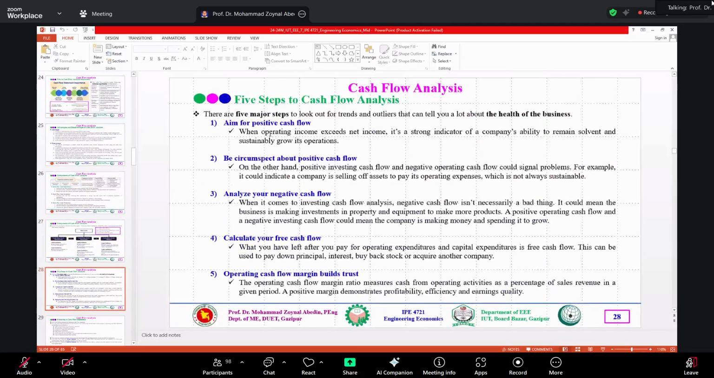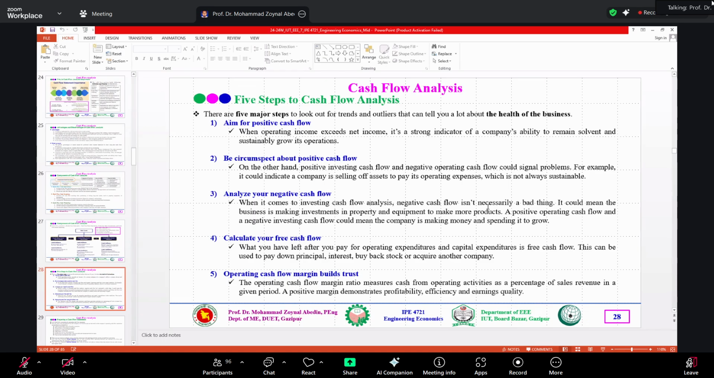Now let's talk about the five major steps to look out for. Trends and outliers can tell you a lot about the health of the business. Number one, aim for positive cash flow. When does it happen?